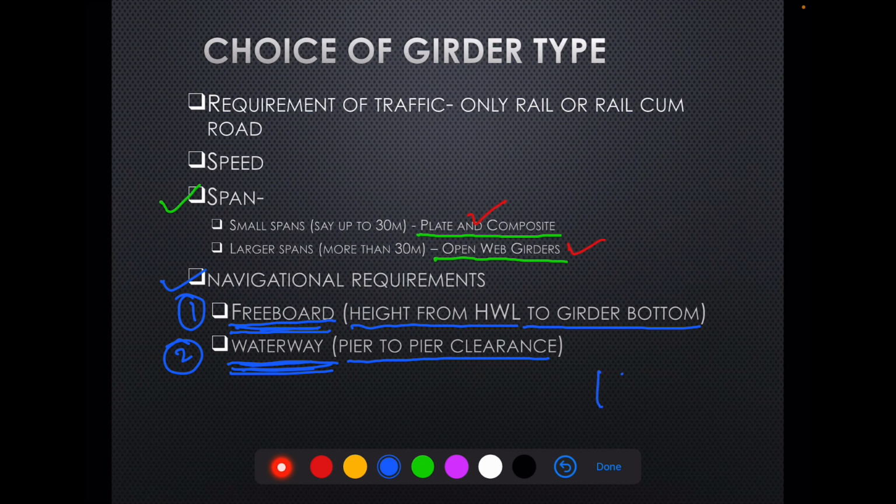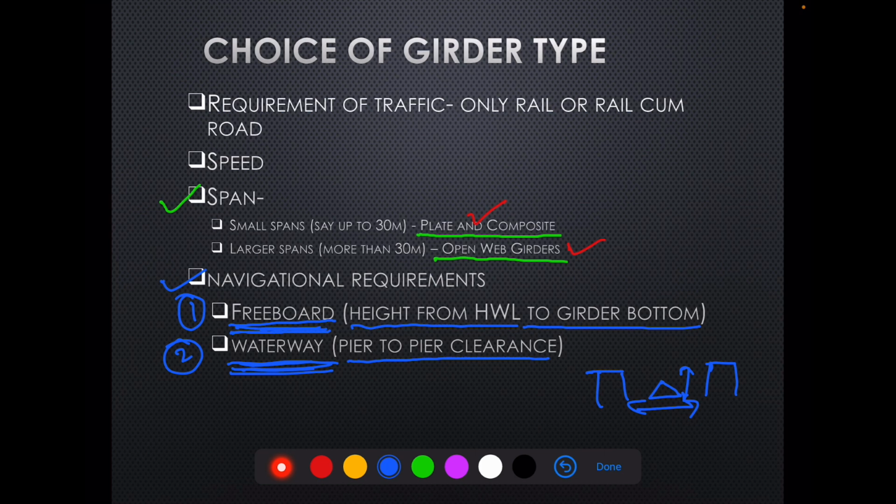Because if we put piers in the middle of the river body, we want to send ships or boats, and we have some navigational requirements of height and width so that these ships and boats can easily and safely pass through, under the bridge. So we cannot go beyond those limits. We cannot restrict them. Otherwise, the waterway authorities will not pass the planning scheme of our bridge. So that's why we have requirements of freeboard and waterway.